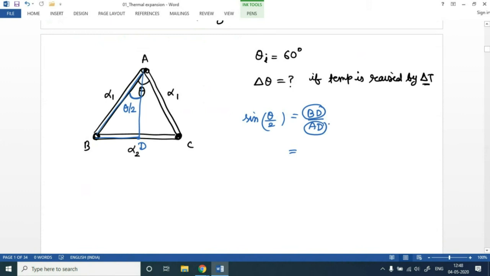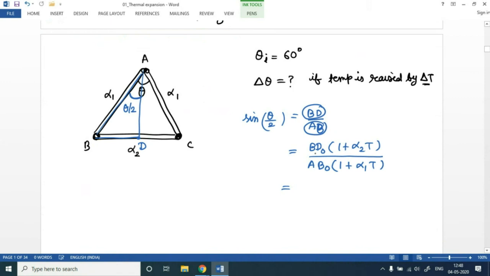So this BD will be simply BD naught, or the initial value, into 1 plus alpha 2 times T. And that would be AB naught, sorry, rather it should be AB you should write, so that would be AB naught into 1 plus alpha 1 T over here.